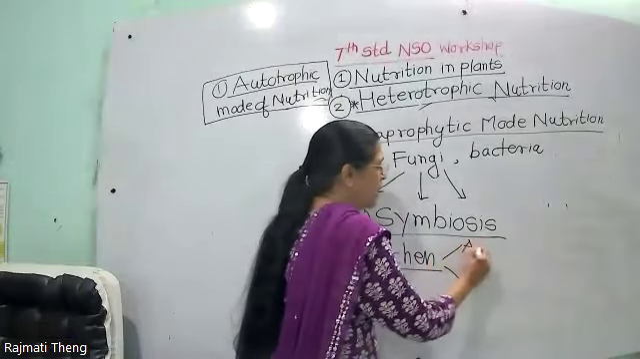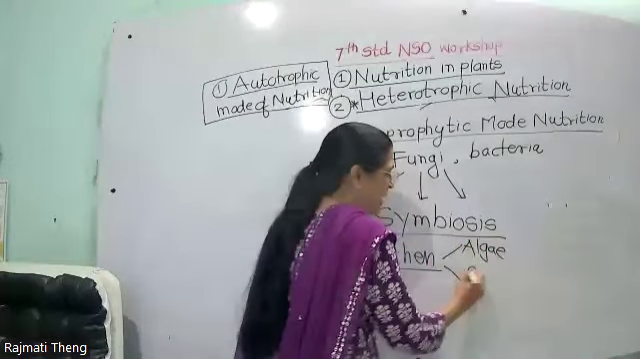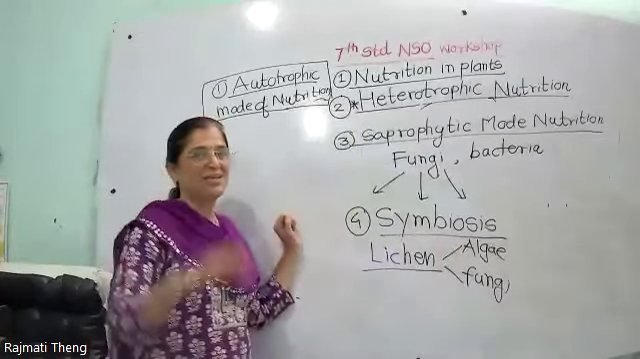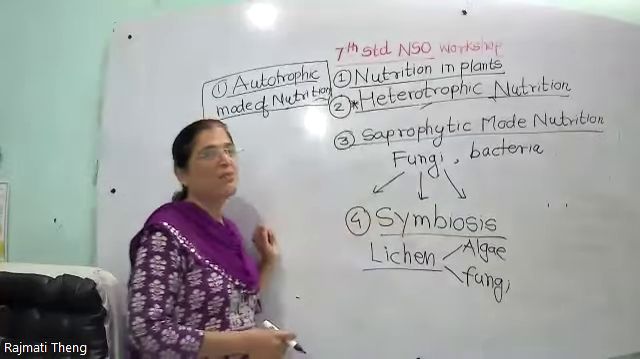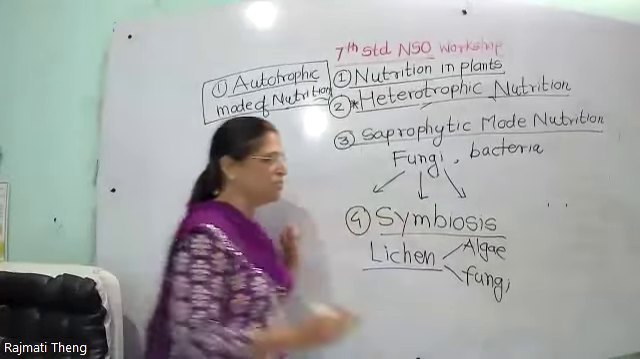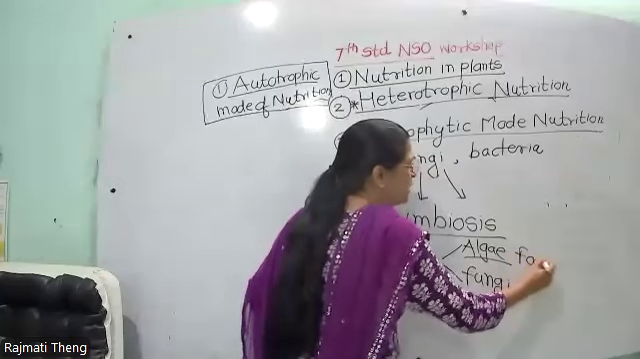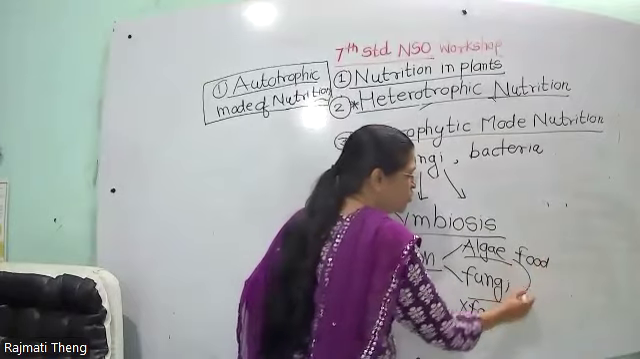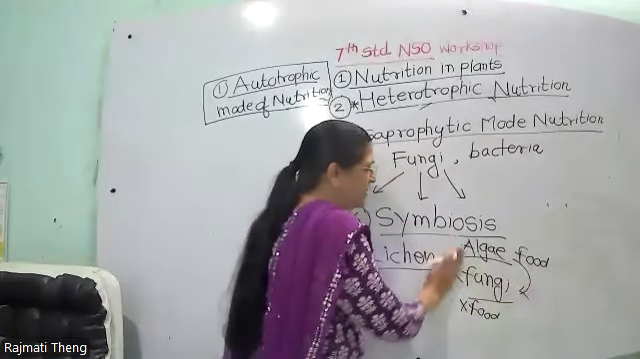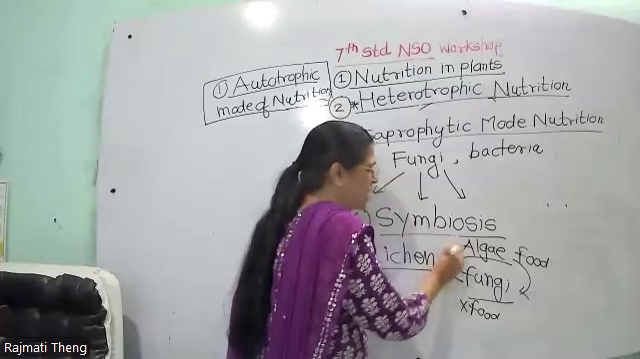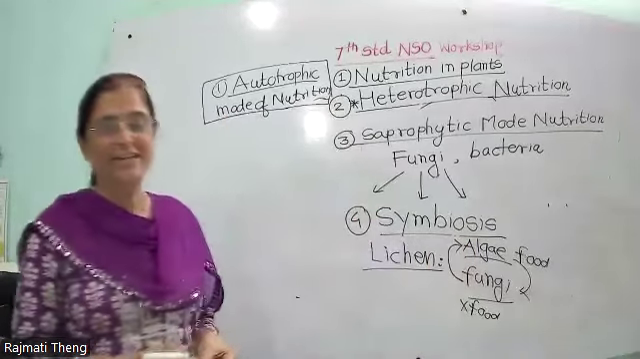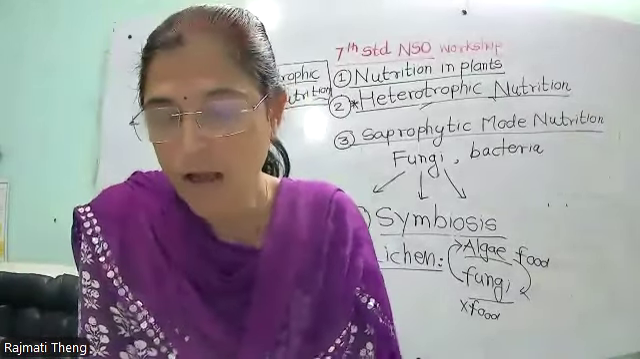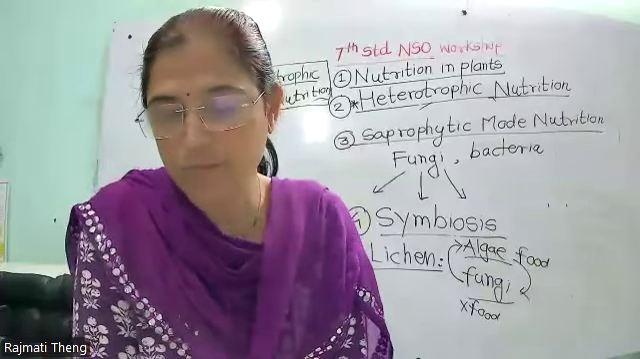Okay, so symbiotic mode of nutrition. Lichen, in that algae and fungi live together. These two organisms live together for their mutual advantage, and that is called symbiosis or symbiotic mode of nutrition. Here, algae is green. Algae make the food. Fungi do not make the food. So algae give food to the fungi, and in return, fungi gives water and minerals to the algae. So this is the symbiotic relationship. Algae is autotrophic, fungi is saprophytic.